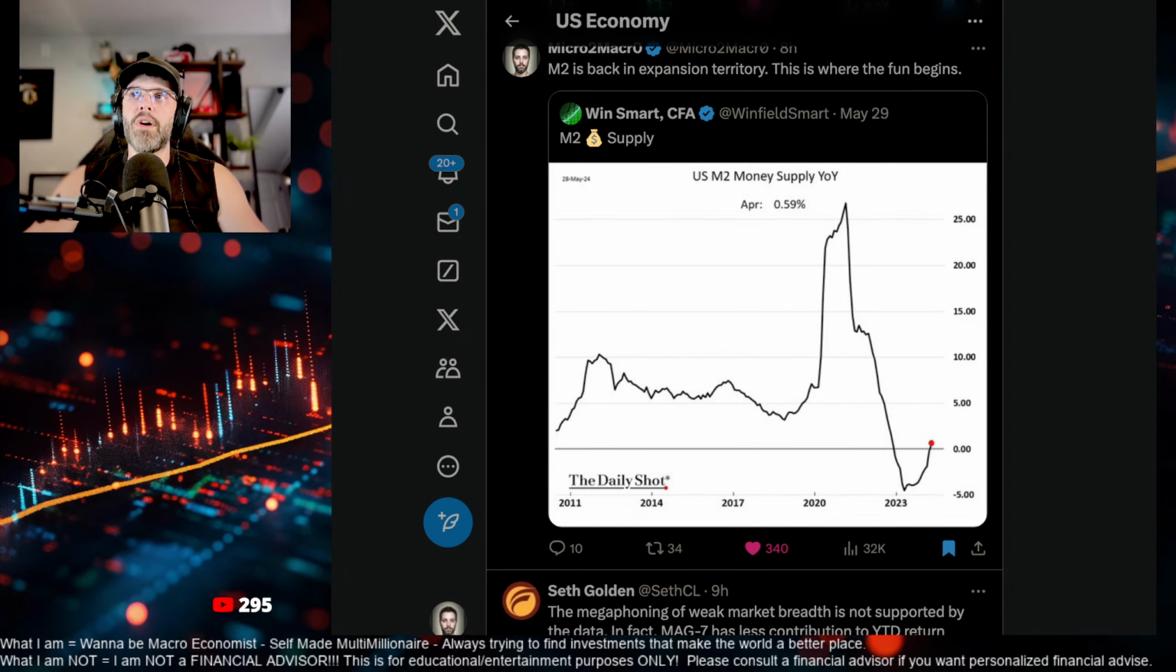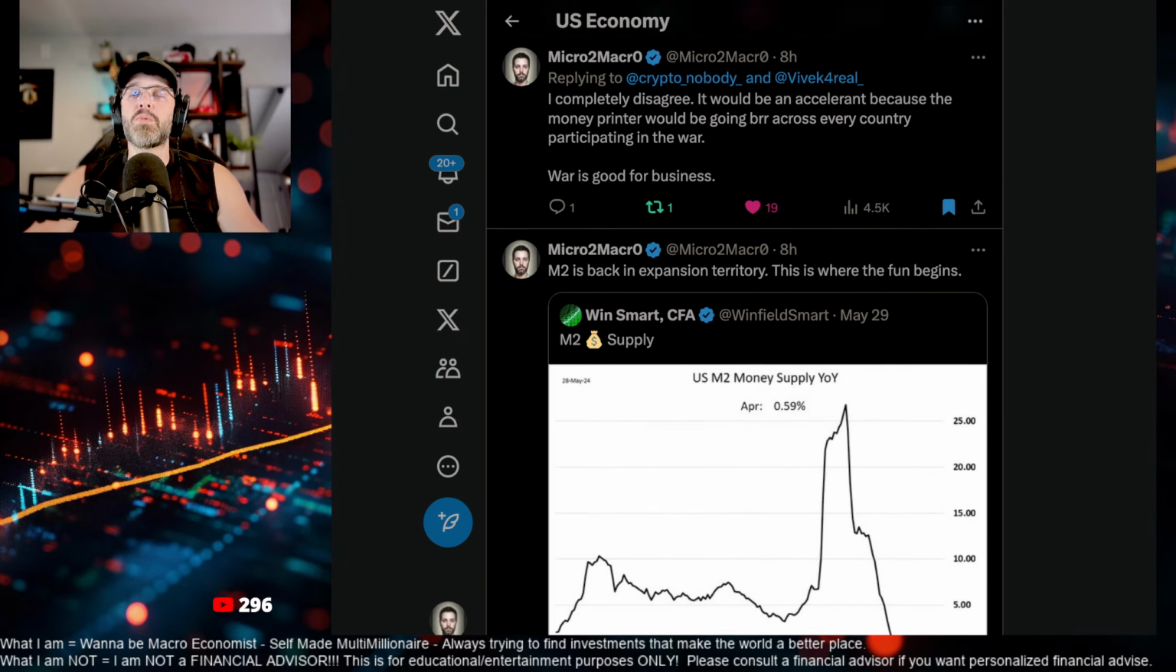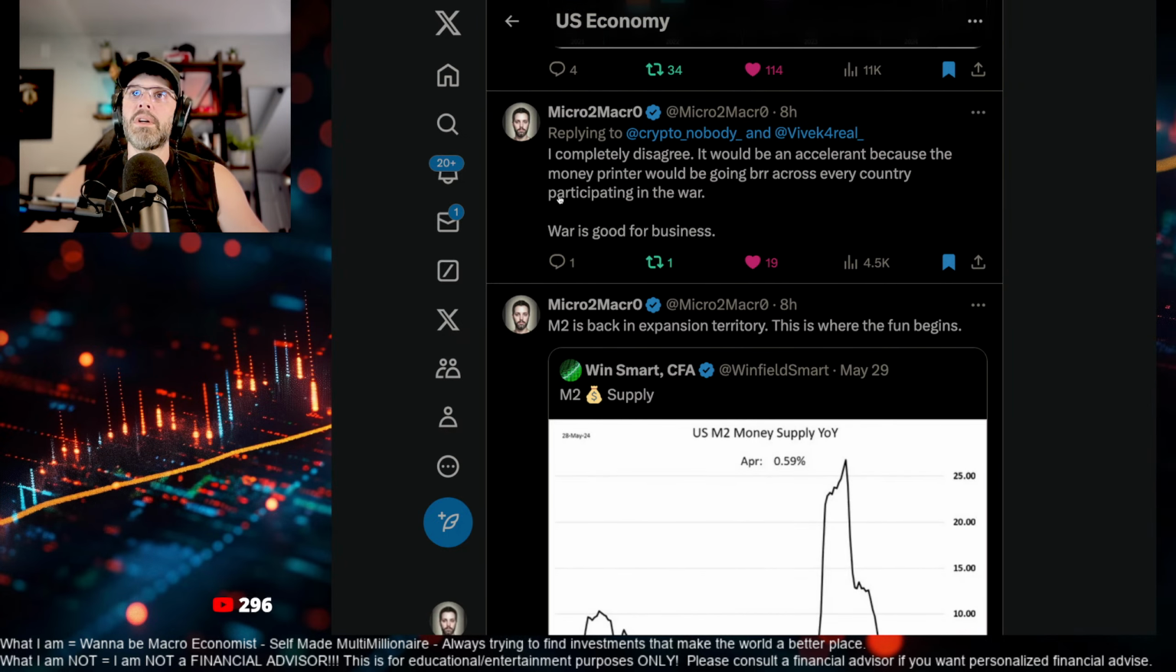Again, the M2 looking good, and this is probably one of the things I didn't count on, is the Fed and the Treasury. I just wasn't paying attention to how much that can help.